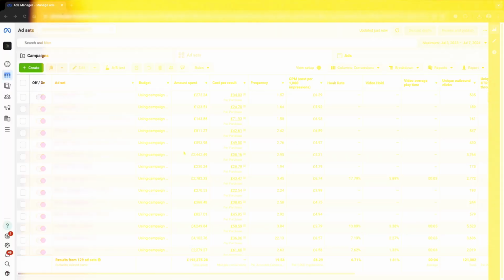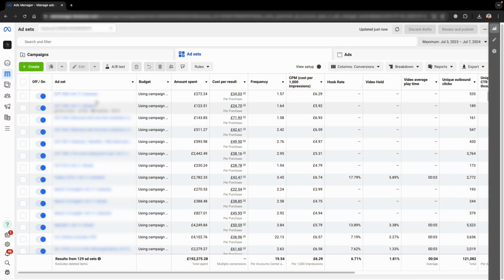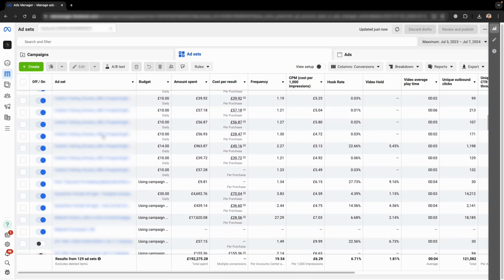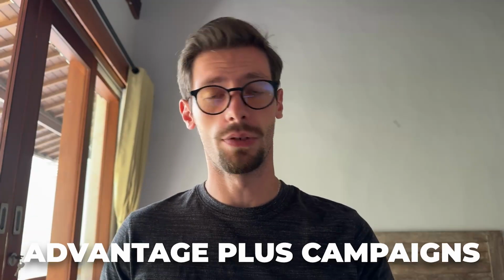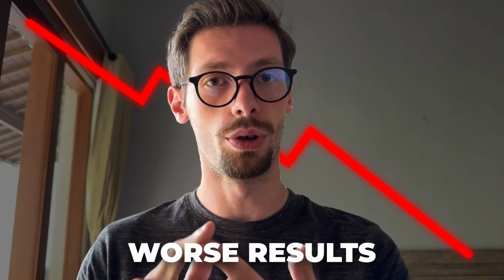More than 90% of ad accounts that I look into have a terrible ad account structure from 2018. They're running multiple campaigns targeting the same audience, like separating by the position in the funnel. They're running retargeting campaigns, Advantage Plus campaigns, and much more. It's not only extremely time intensive, but also just simply gives them worse results.